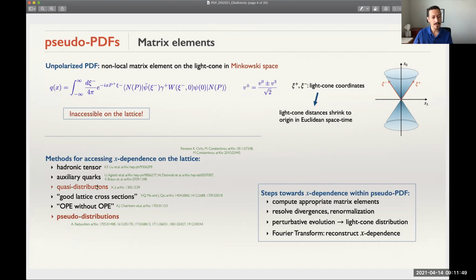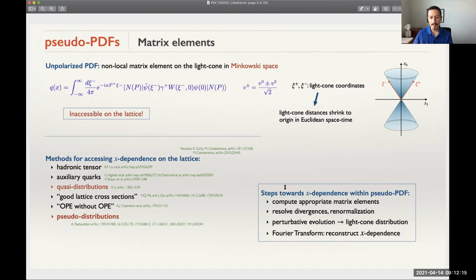Actually, the quasi-distributions introduced by Xiangdong Ji in 2013, as well as the pseudo-distributions introduced by Anatoly Radyushkin more recently, are, I would say, the two most prominent methods for computing the PDFs on the lattice. And in this talk, I'll be focusing on the pseudo-PDF distribution.